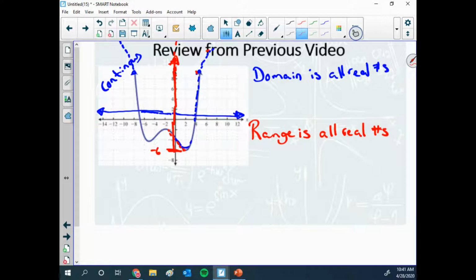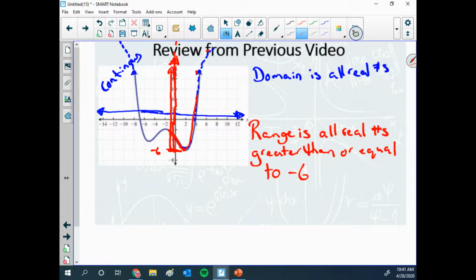Now we're looking at what's happening compared to this -6. So we are all real numbers over or higher than -6. So we say the range is all real numbers greater than. And I want to know if I can equal -6. Well, what we're going to assume happens is this graph comes, it touches -6, and then it goes back in the other direction. So we're going to say greater than or equal to -6. And so that's how we express domain and range in words.